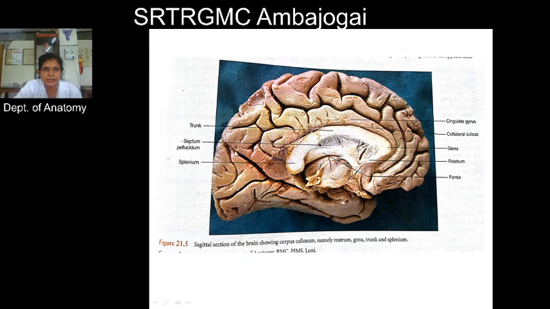This is the cuneus, in between this parieto-occipital sulcus and this calcarine sulcus. And this is the lingual gyrus. This one is the calcarine sulcus. Now this is the corpus callosum. This is the septum pellucidum, which separates the two lateral ventricles. Then here, these are the parts derived from the diencephalon, that is the thalamus and subthalamus, and here lies the third ventricle.